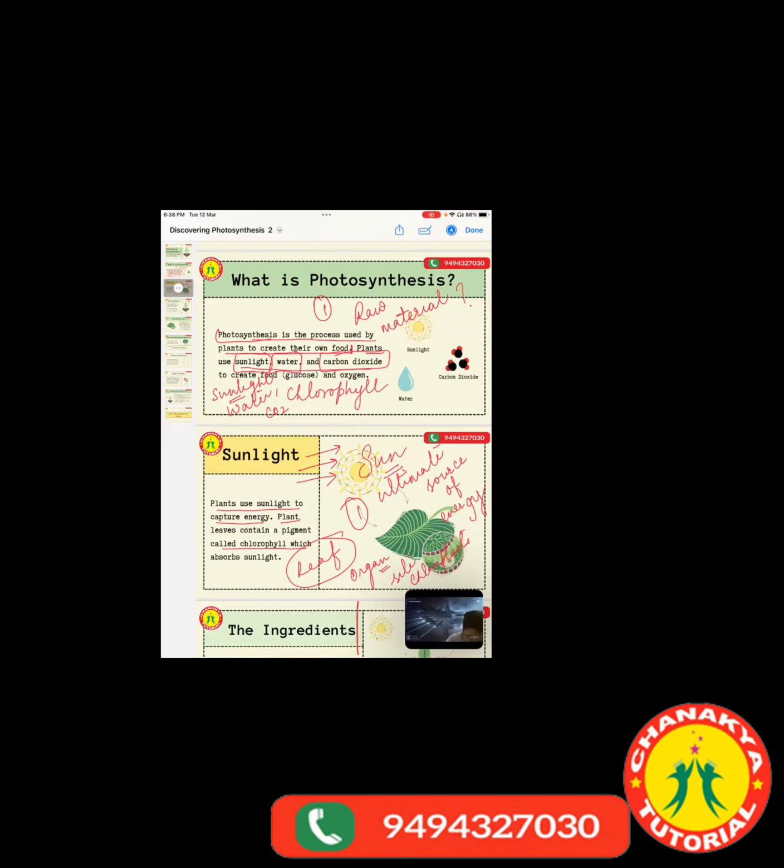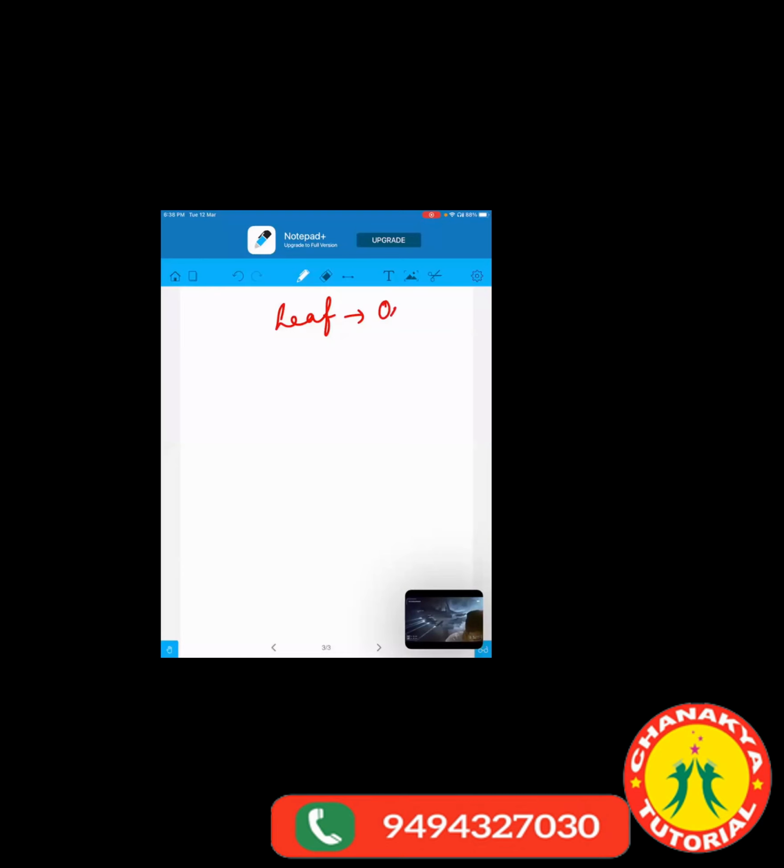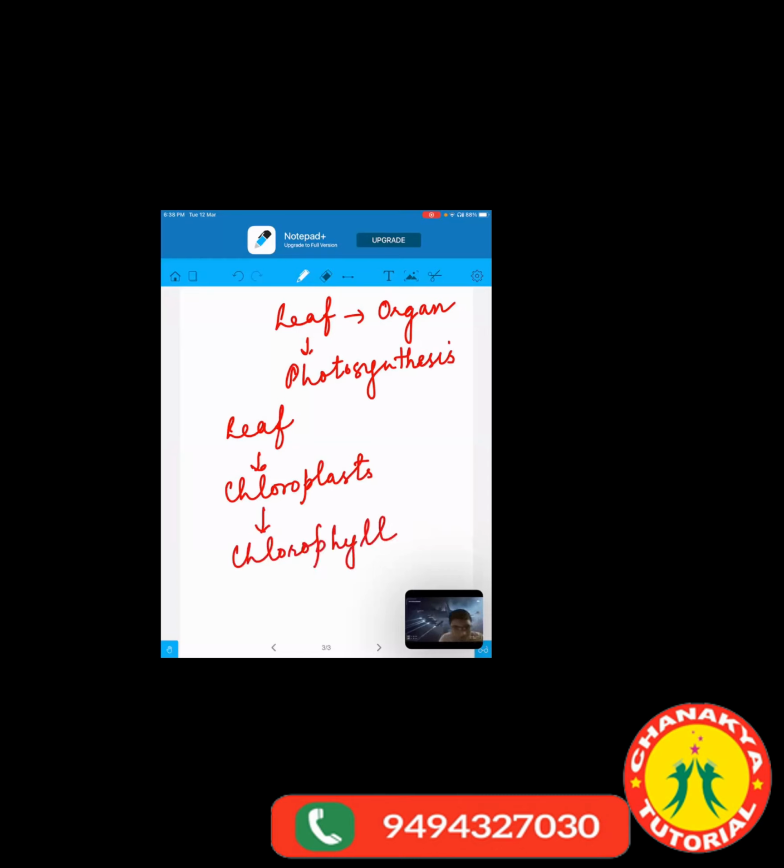So I'll first of all tell you what this actually is. Now we know about the leaf, right? Leaf is the organ. Here the photosynthesis will be occurring. We know that photosynthesis occurs in the leaf. But in the leaf also there is a part called the chloroplast. Fine. In the chloroplast, what do they have? They have the chlorophyll. Clear?